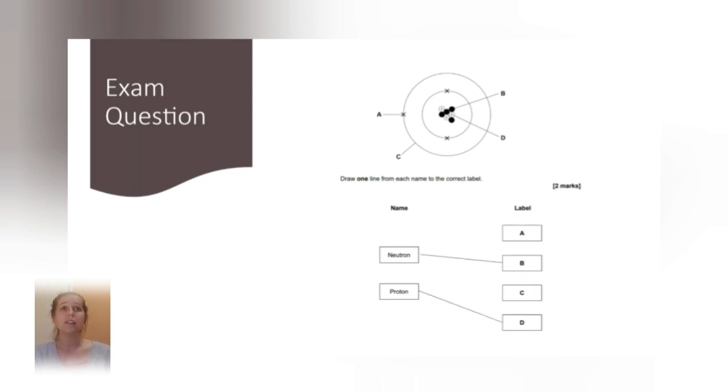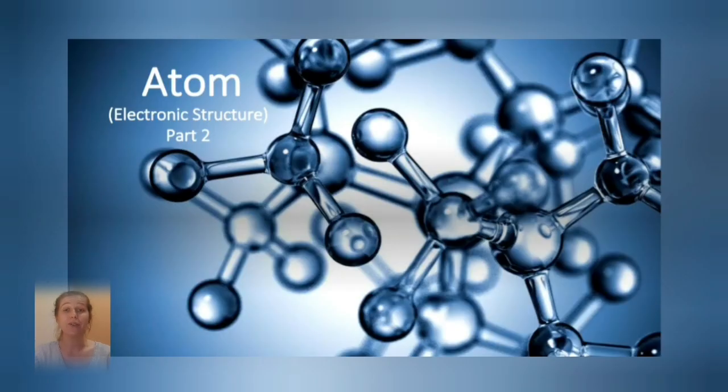So the answer is that B is a neutron, so there's no charge, and D is a proton because there is a charge. And if we were to ask, well, what is A? We could say it's an electron. Now C actually is not pointing at any of them, so C would actually just be the shell, and it would be the outer shell. Okay, so really great start. Now on to part 2.